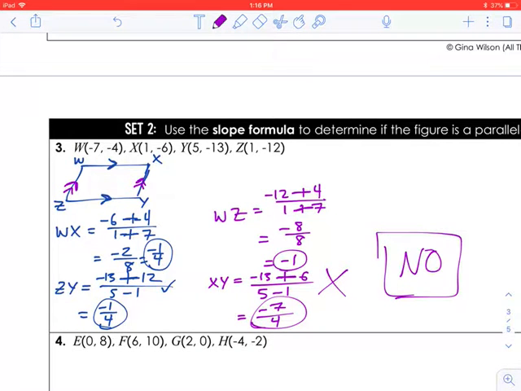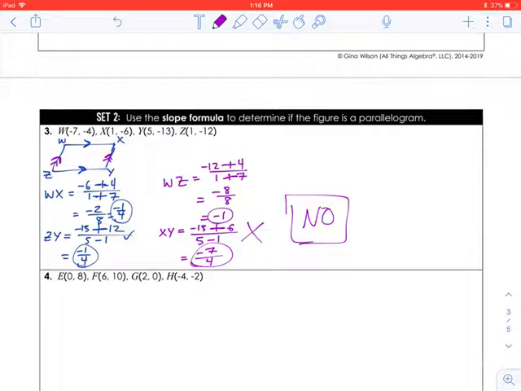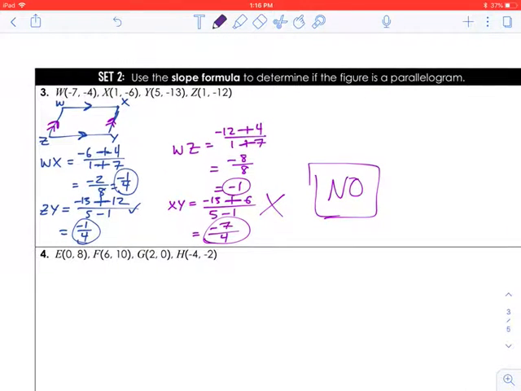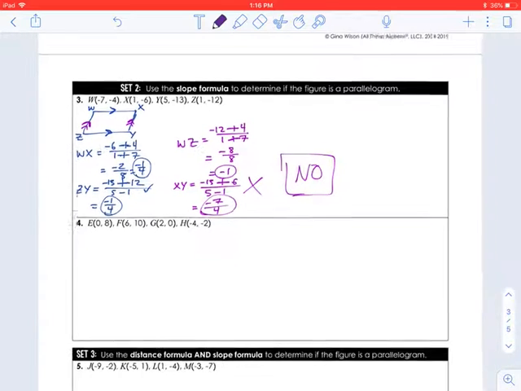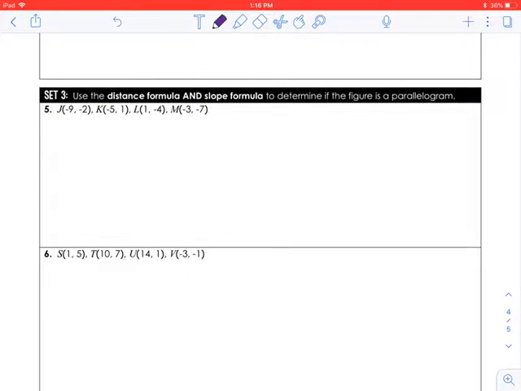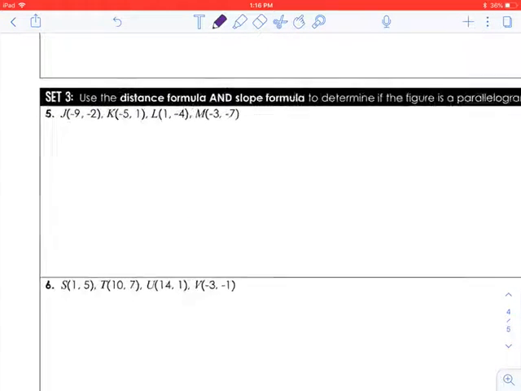Okay? And so that's kind of how you prove one way or the other. All right? Kind of checking my math real quick. Yeah, looks right. WZ. Yep, so that would be not a parallelogram. So last one, you want to use one for one, one for the other.